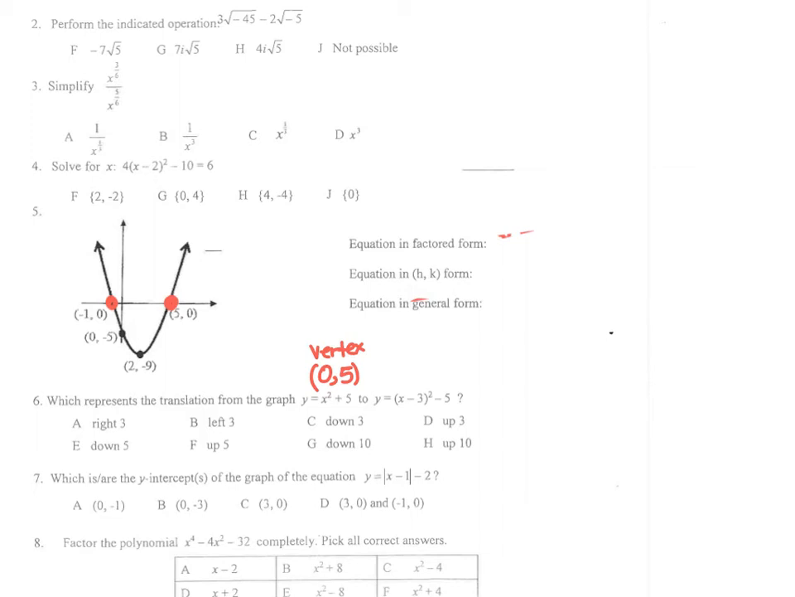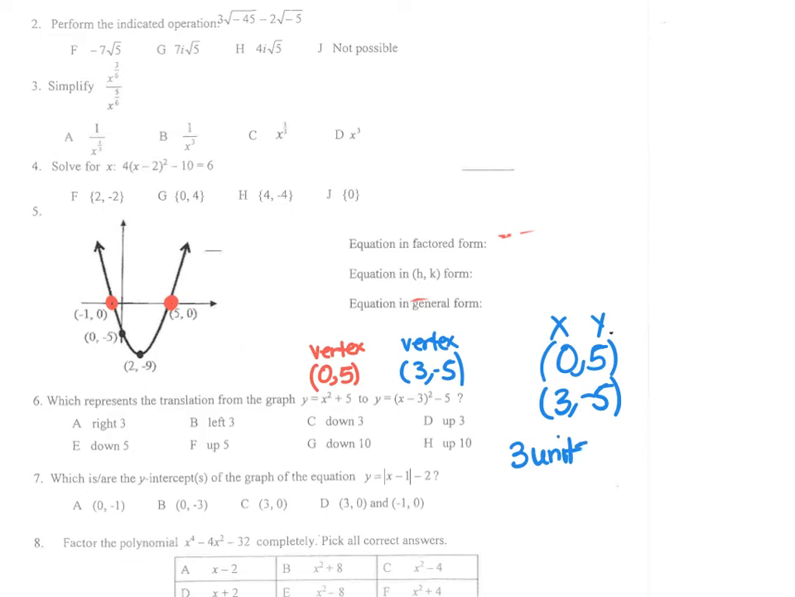In my second figure, my vertex is going to be 3 comma negative 5. So basically what happens if I go from 0, 5 to 3, negative 5? So that's 0, 5. I'm going from 3 to negative 5. So to go from 0 to 3, which is my x value, that is going to be 3 units to the right. Because if I'm on a number line at 0 and I go to 3, 3 units to the right. My y values, I start at 5 and I go to negative 5, is going to be 10 units down.